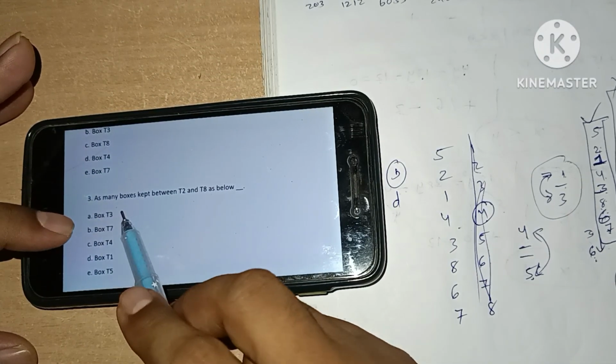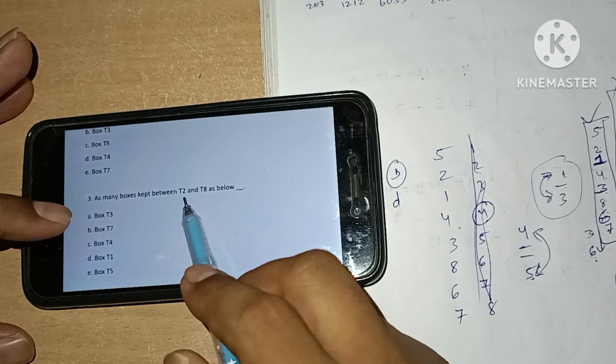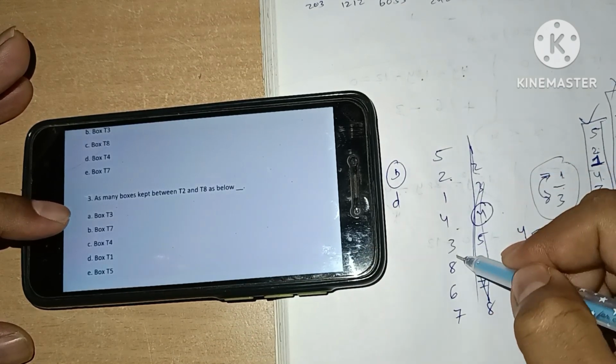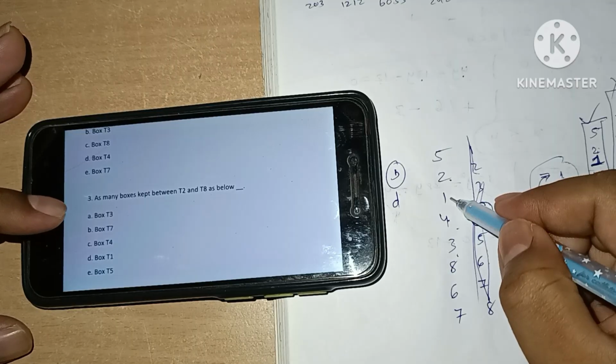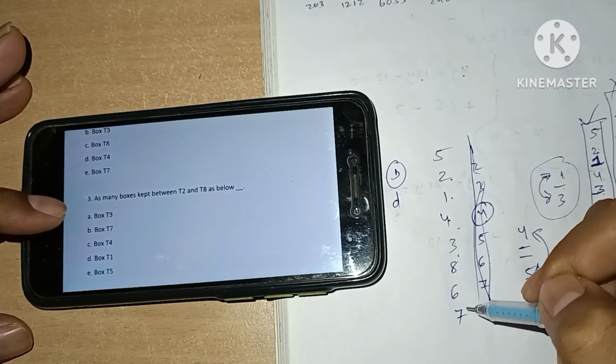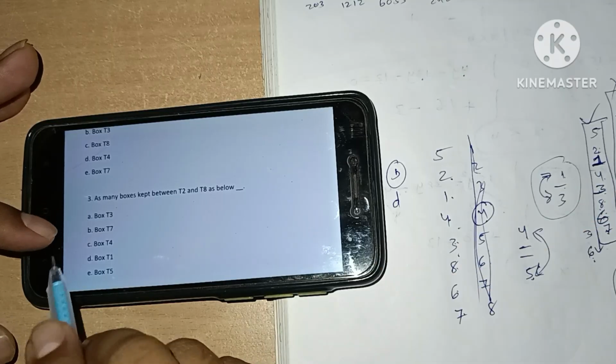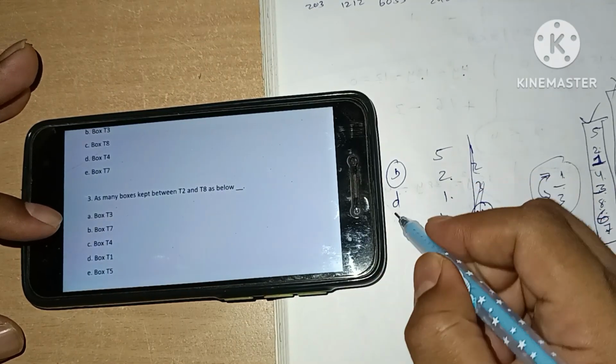Next, as many boxes are kept between 2 and 8 as below. Between 2 and 8, there are 3 boxes. So below means 1, 2, 3. Below 3, there are 3 boxes. So the answer will be option A, below 3.